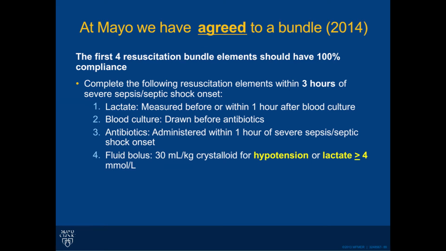At Mayo, we sat down, and this was actually before publication of ProCESS, ARISE, and ProMISe, and we agreed to a simplified bundle because we didn't believe that ScvO2 or transfusion to a hemoglobin of 10, both of which are required in early goal-directed therapy, was either reasonable or had beneficial effects on patient outcomes. And so we felt like we were big rebels at that time because we were doing something different than they had done anywhere else in the country.